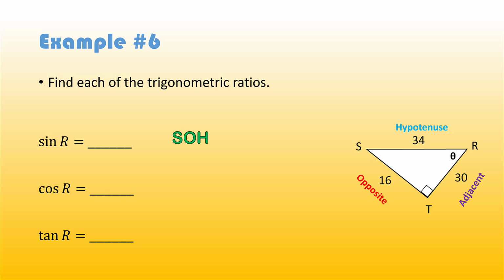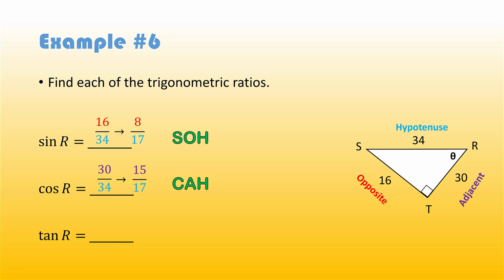Sine, opposite over hypotenuse. 16 over 34. Each of those is divisible by 2. 8 over 17. Cosine is adjacent over hypotenuse. Adjacent is 30 and the hypotenuse is 34. Reduce your ratio, 15 over 17.